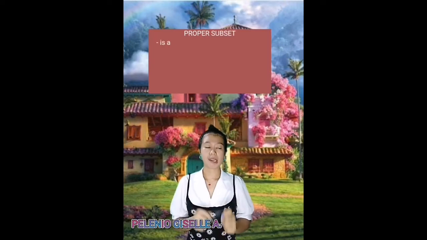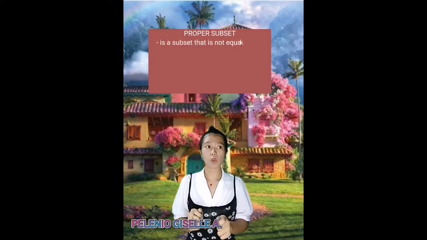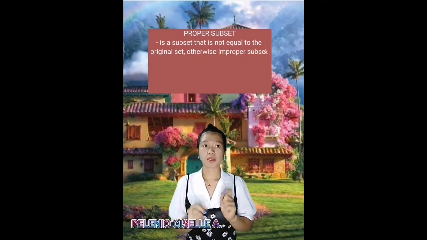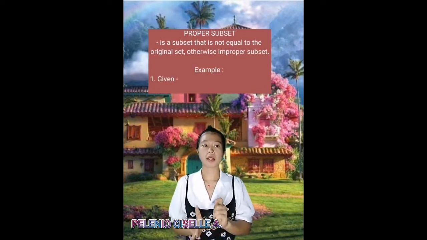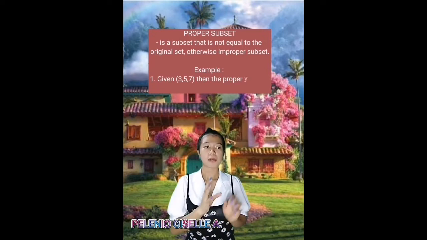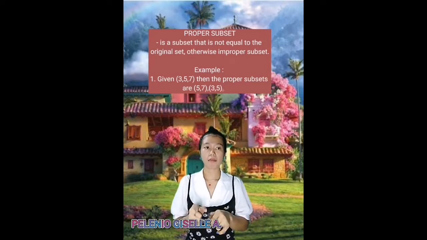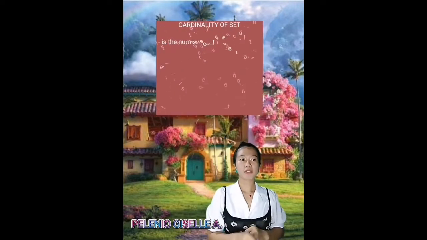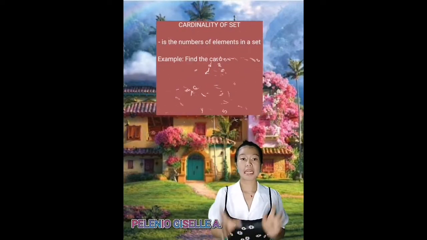A proper subset is a subset that is not equal to the original set, otherwise it is an improper subset. For example, given {3, 5, 7}, then the proper subsets are {5, 7}, {3, 5}, and so on. Cardinality of a set is the number of elements in a set.